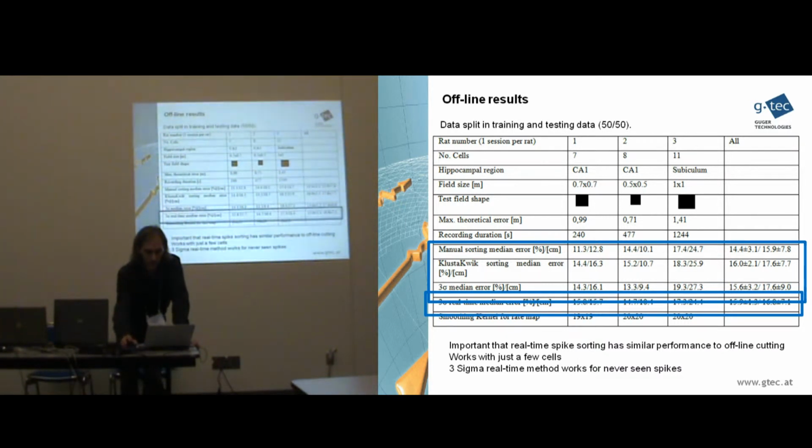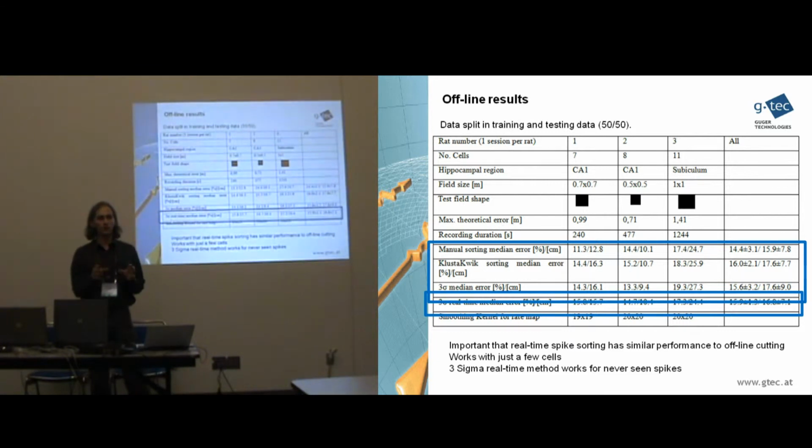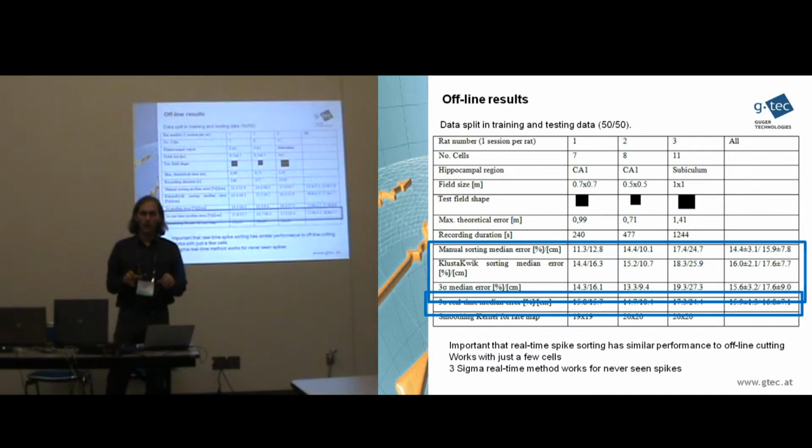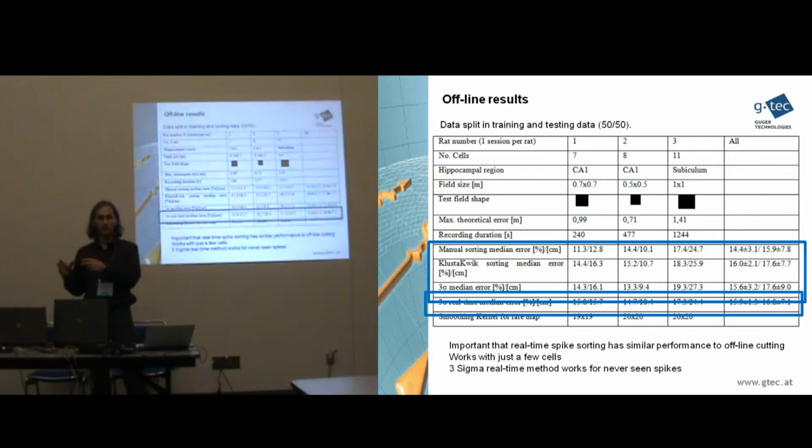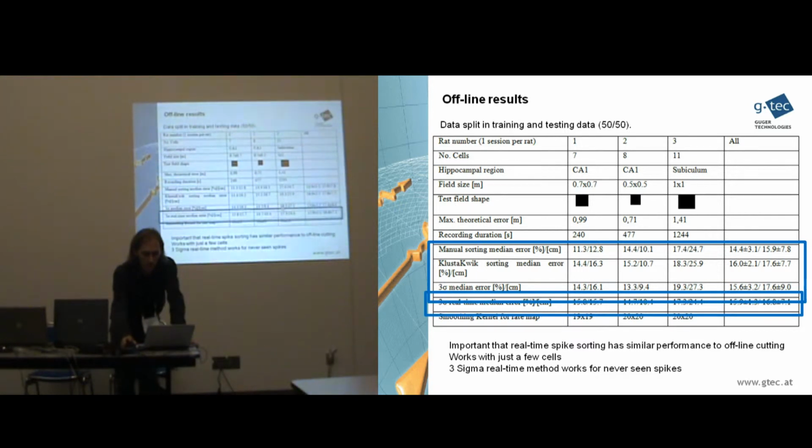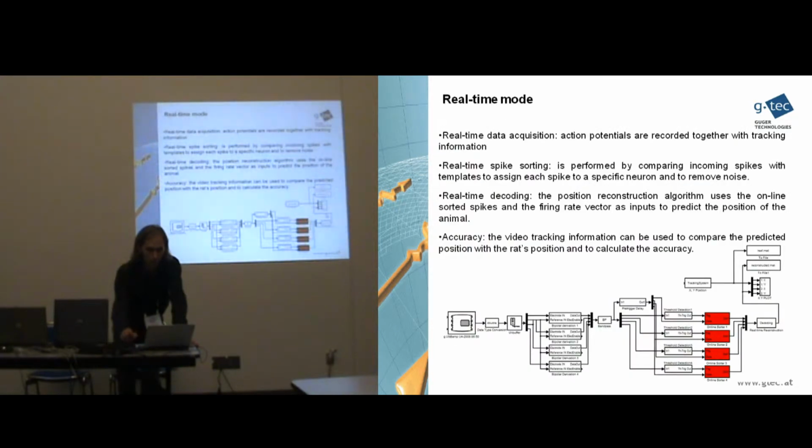So what we did here is we simulated the real-time behavior of the 3 sigma spike sorting algorithm. This means we used just the first 50% of our data set for calculating the templates, and all the other spikes of the testing data, the remaining 50%, were never seen before for anything. So this means it's a real-time test of how well the spike sorting algorithm works, and you can see that the performance is almost the same as before. So we got 15.9% error. And then we can go on to the real-time experiment.